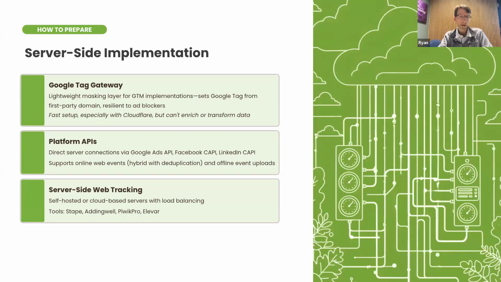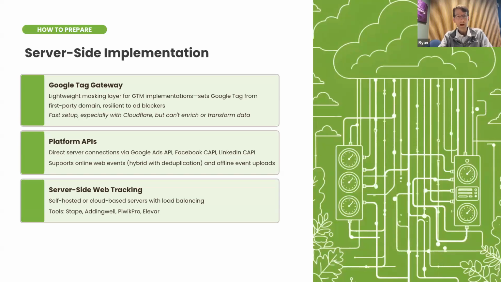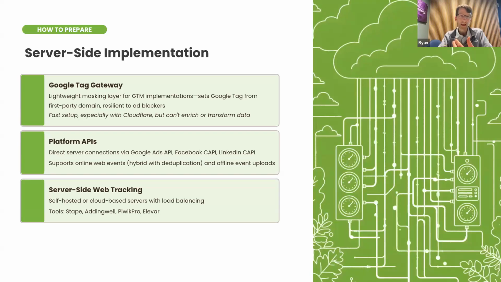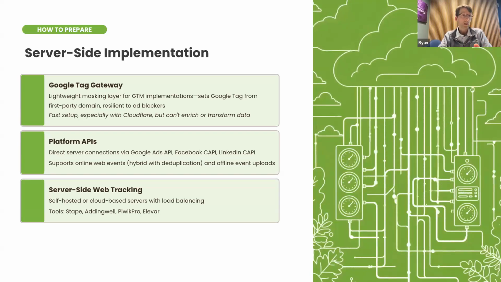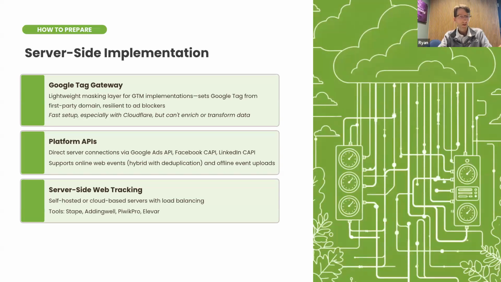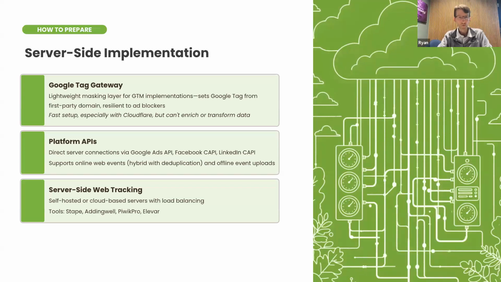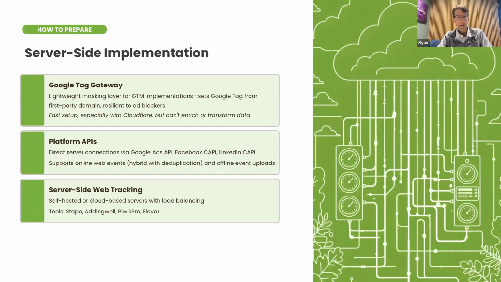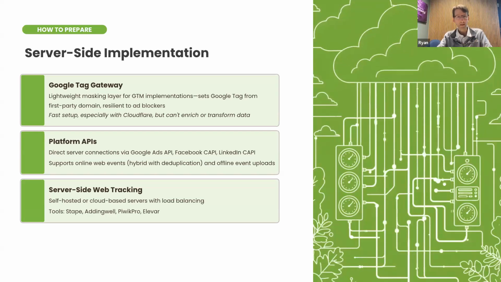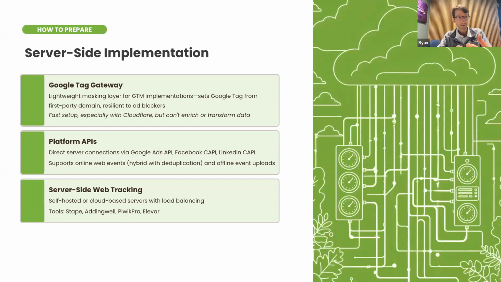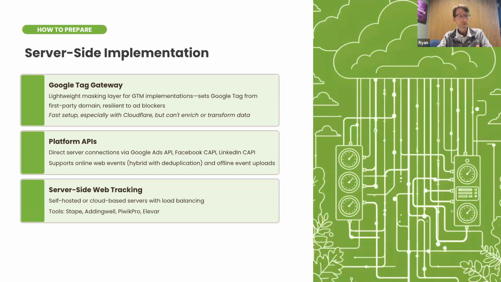Where you host a server tagging container. It's either self-managed or via different cloud services. There are tools like Pweek Pro, which has a tag management system built into it. There's Stape, Addingwell, Elevar. There are several tools out there, but they help operationalize this without a heavy data engineering lift on your side. And so here your server becomes more of that controlled data router that I was referring to earlier, where you can enrich the events, validate payloads, filter noise, things like that.